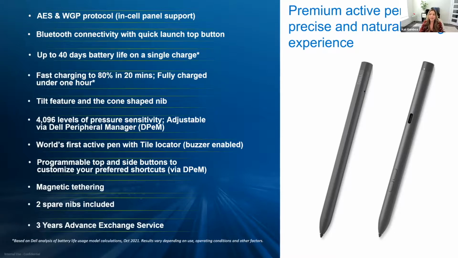Magnetic tethering. So it's actually a magnet that attaches to your system, so your pen won't get lost, hopefully, right? But we do have that tile locator if it does. And then we do have, again, that 3-year advanced exchange service. So if you misplace it, you lose it, you broke it, whatever it may be, within those 3 years, we will replace it for free.